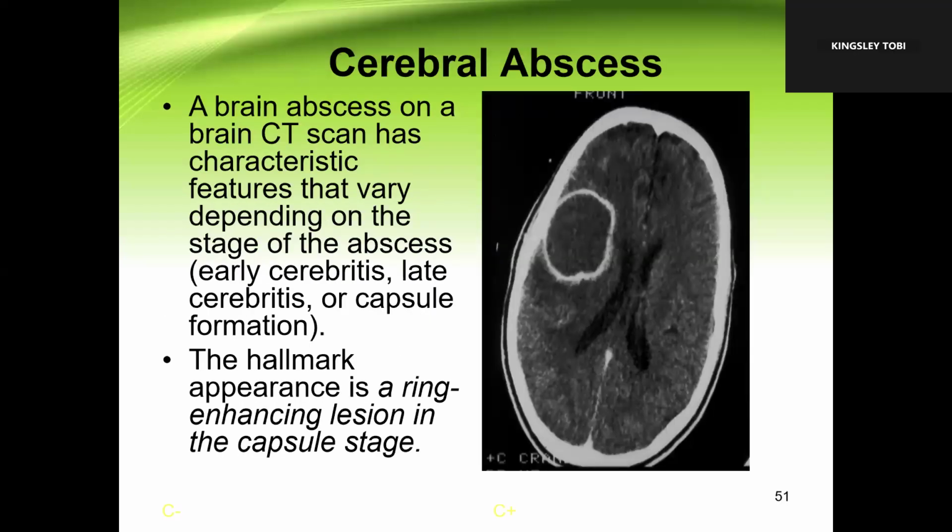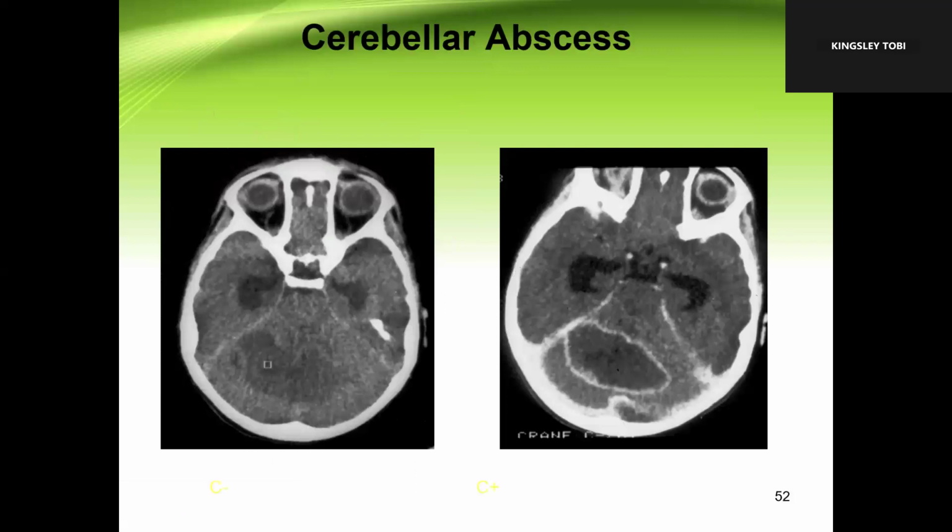In terms of infection, you can see this lesion is ring enhanced, and you can see some perilesional edema. This ring enhanced lesion that looks encapsulated is pathognomonic of brain abscess. This is important because an abscess needs to be drained. So, a ring enhanced lesion, encapsulated, with perilesional edema.